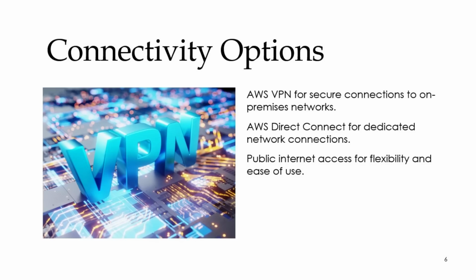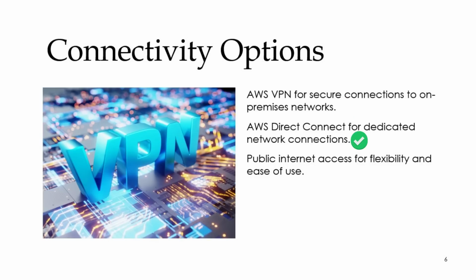I'm breaking down the 3 main ways to connect to AWS: VPN, Direct Connect, and the good old public internet. Let's dive in. First up, AWS VPN. Picture this. You've got a secure tunnel between your on-premises network and AWS. It's great for encrypted connections and works over the public internet. Think of it like sending top-secret documents through a secure courier. It's reliable and protected, but you might hit some traffic along the way.